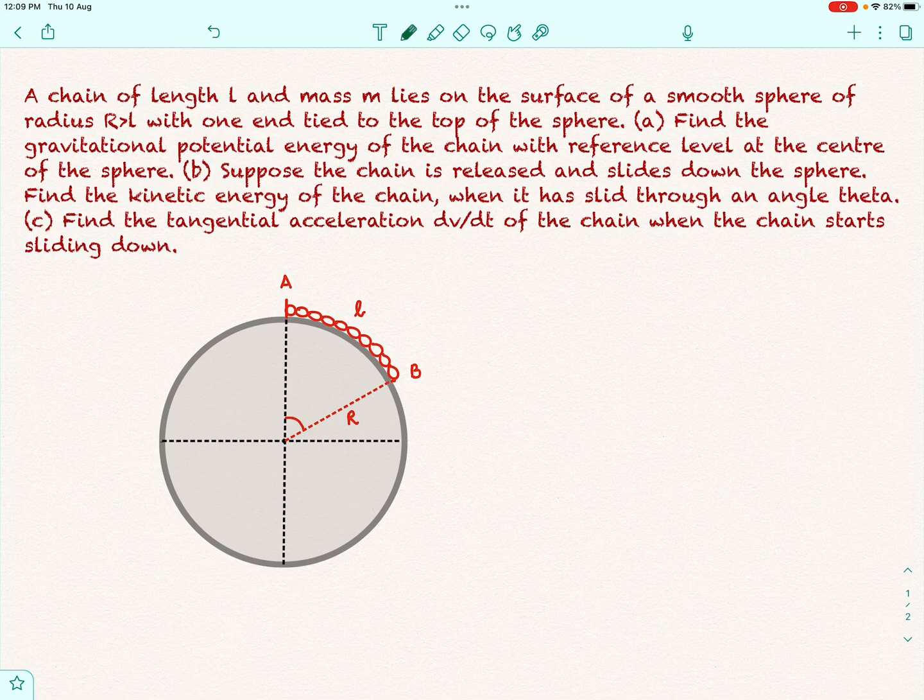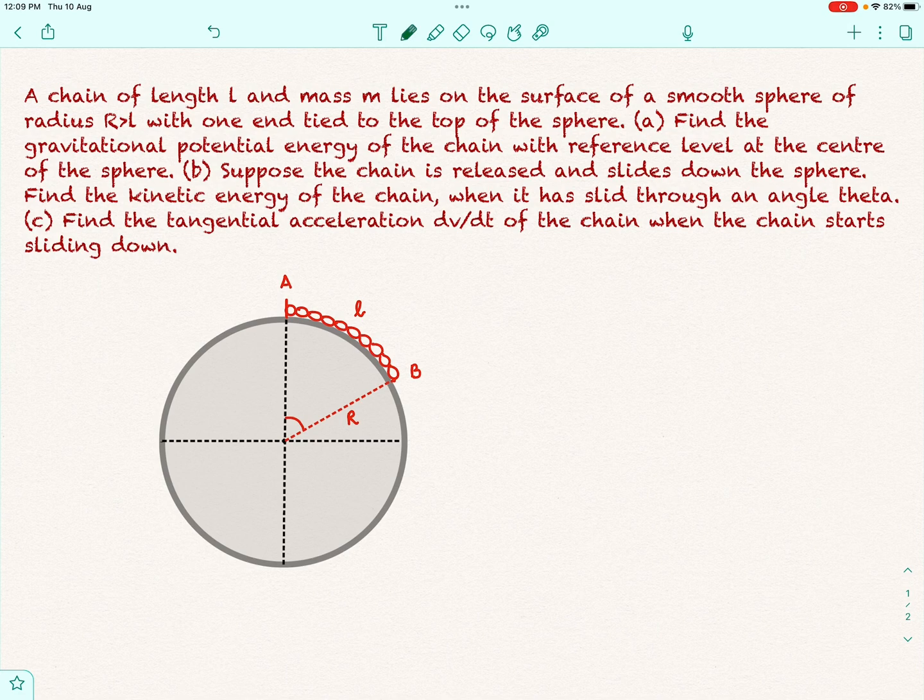The second part is, suppose the chain is released and it slides down the sphere. Find the kinetic energy of the chain when it has slid through an angle theta. And the third part is, find the tangential acceleration dv by dt of the chain the moment the chain starts sliding down.